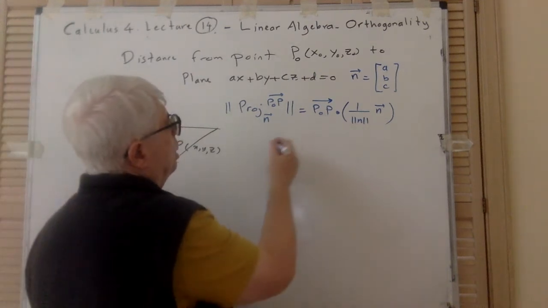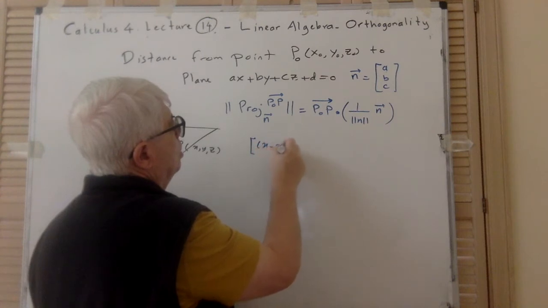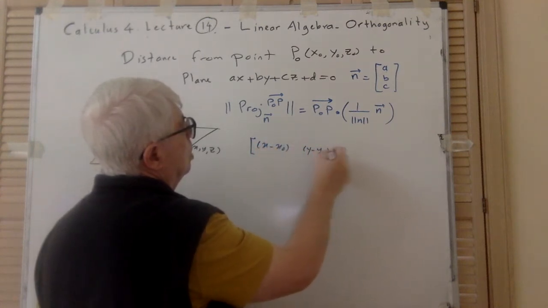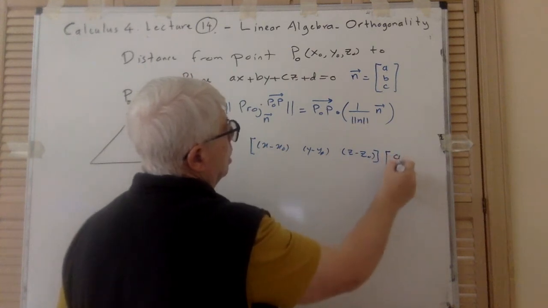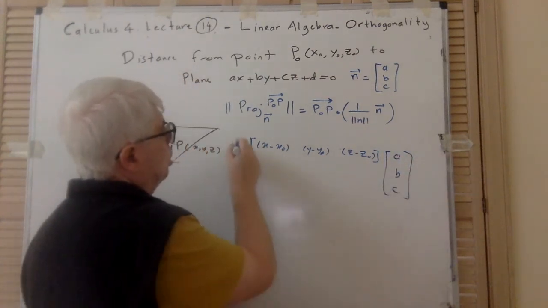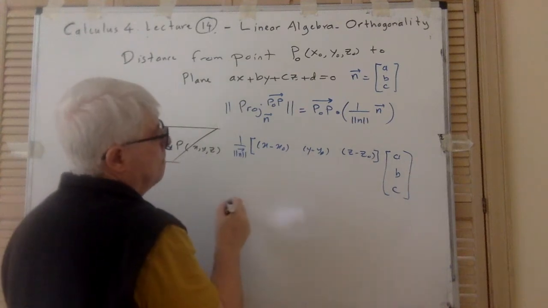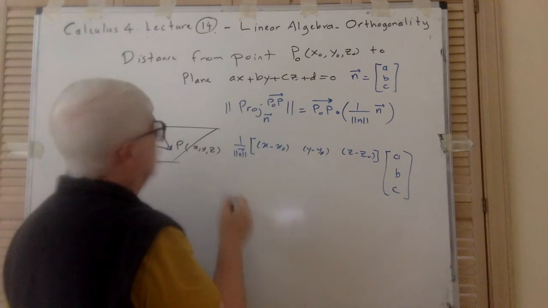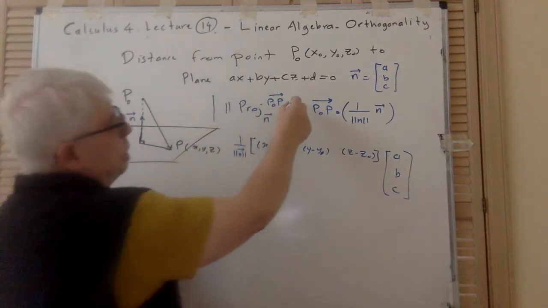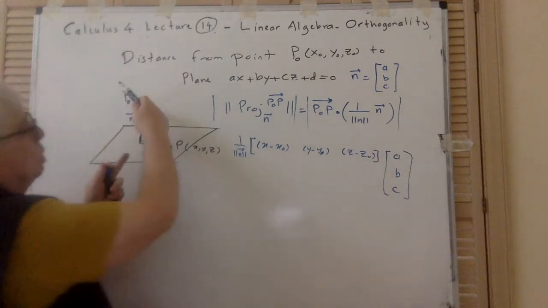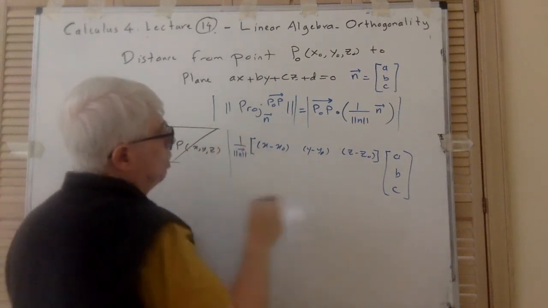So PP0 is, well, let's write it. That is in fact (x minus x0, y minus y0, z minus z0) times n, which is (A, B, C), and everything is times 1 over the magnitude of n. And since we want distance, we put absolute value here, because this might give me a negative number. So we need the absolute value of this because we want distance. It might be negative or positive depending on some directions.